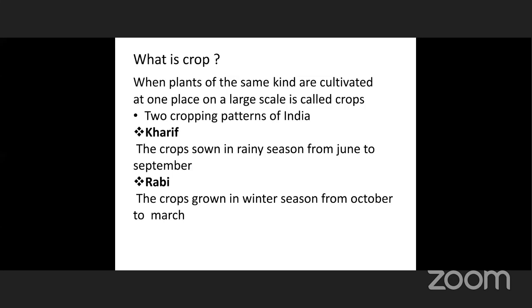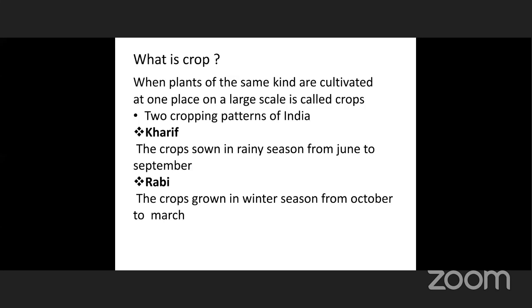Again, I repeat, what is crop? The answer is, when plants of the same kind are cultivated at one place on a large scale, they are called crops. In India, we have two types of cropping practices. Two cropping practices are followed in India. That is, the two cropping patterns of India are Kharif and Rabi.